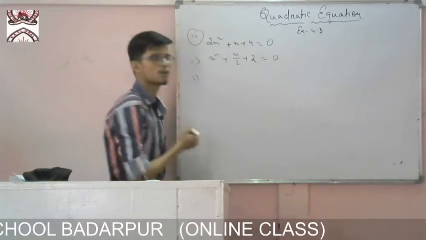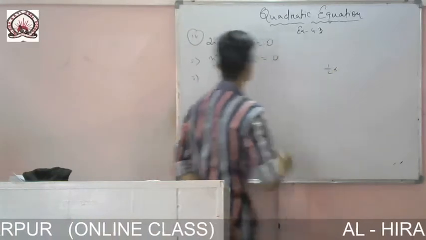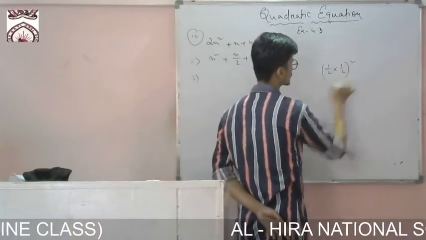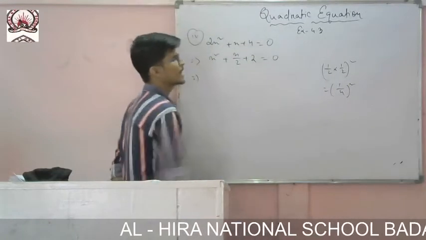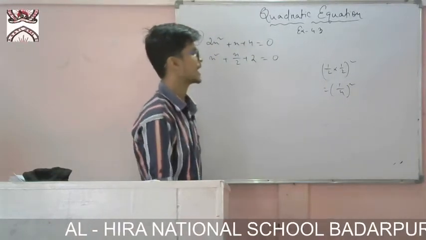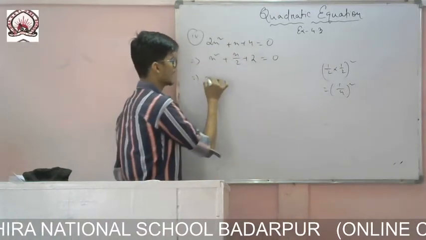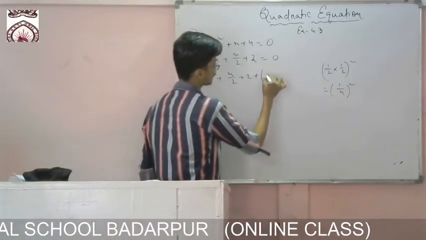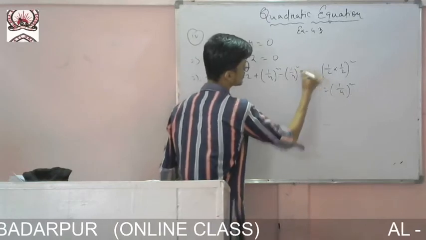Now you know that I have to multiply half with the coefficient of x. The coefficient of x is half again, so it will be 1 by 4 whole thing squared. The next line will be adding and subtracting 1 by 4 whole thing square on the LHS. We got x square plus x by 2 plus 2 plus 1 by 4 whole thing square minus 1 by 4 whole thing square equals to 0.